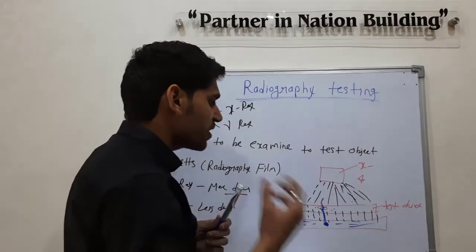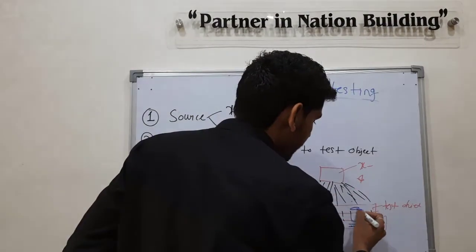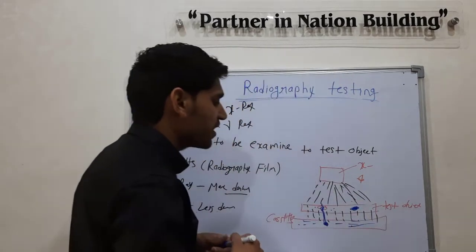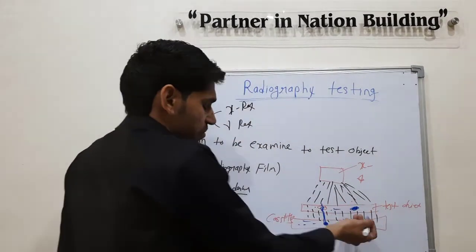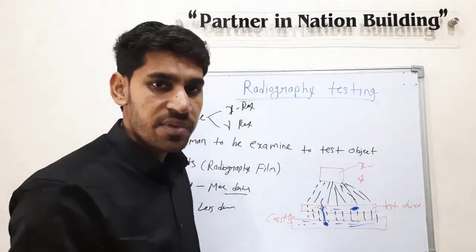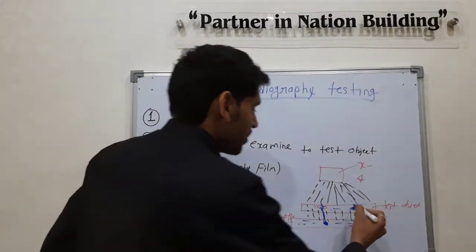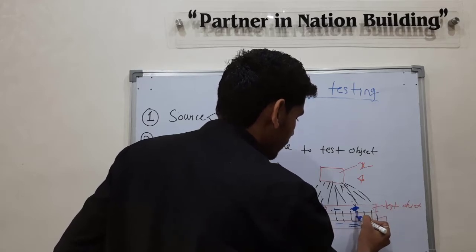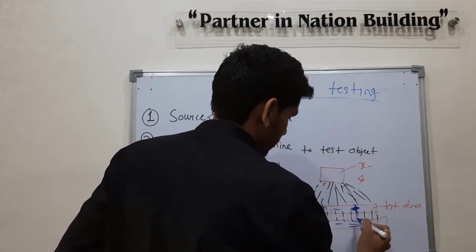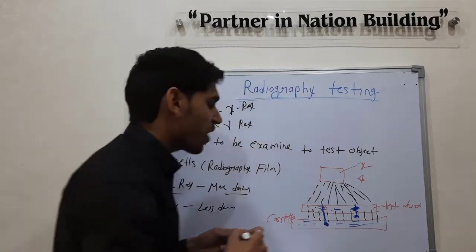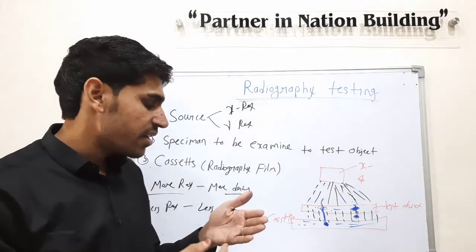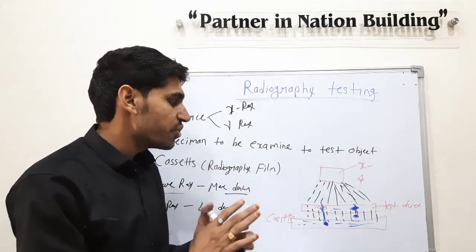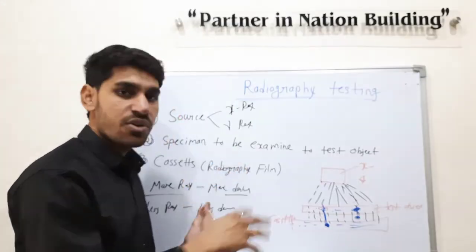Similarly, if there is a defect where the density of the defect is more than the object density, maybe because foreign atoms have come in here, then when these rays are emitted there, what will happen? The intensity of the ray will be less, so it will be less dark. So it can be either less dark or more dark. In both cases there is some defect which you need to evaluate after processing the film.